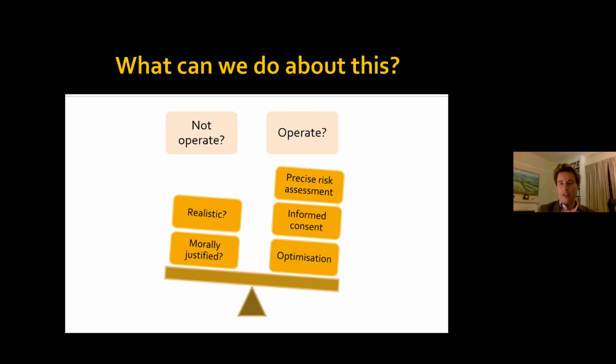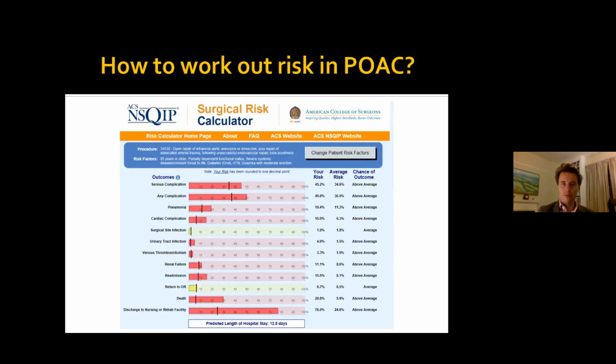And the question is, how are we going to do this appropriately? We're going to need precise and careful risk assessments. We're going to need, obviously, informed consent for the adverse outcomes that are going to follow in a population that is high risk. And we need to do what we can to minimize those risks by a process of optimization.